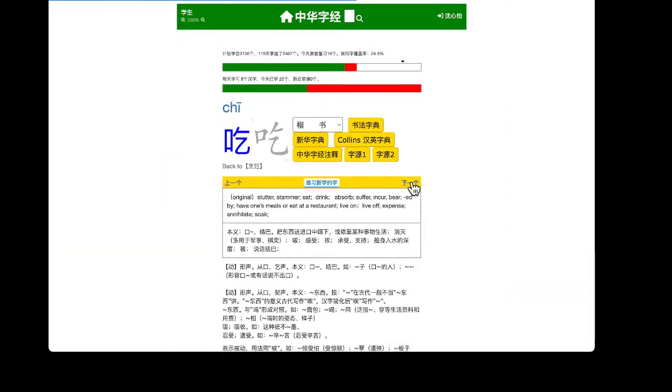Next one, 吃. Now this one means two things. One is stutter. Somebody cannot talk fluently, stutters when they talk. That's the original meaning. The second meaning is eat. Now in traditional Chinese, these two meanings actually have two characters.